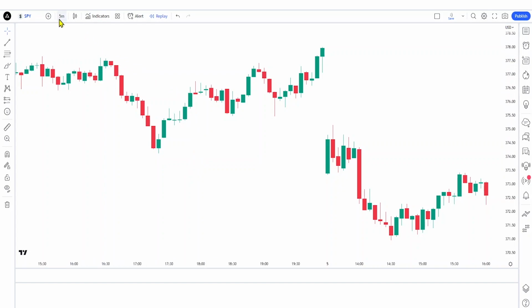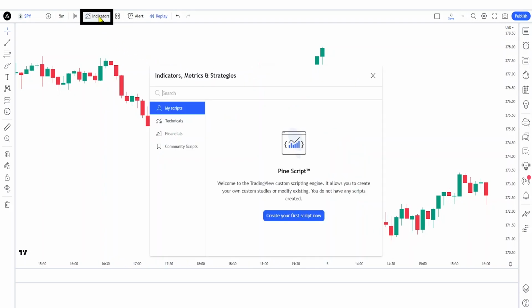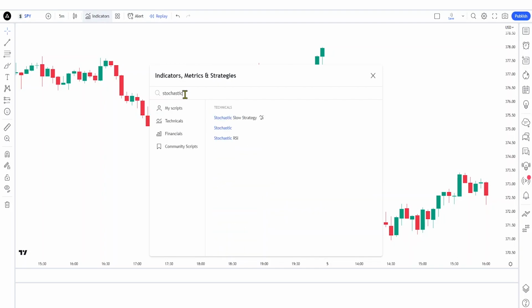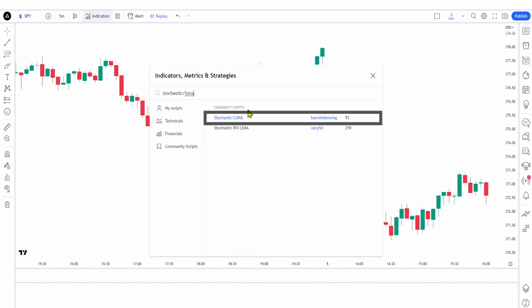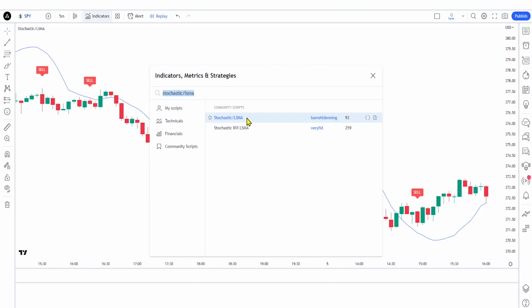So we are currently looking at a 5-minute chart of SPY, which is also the best time frame for this trading strategy. So open your indicators tab and let's add all necessary indicators to our chart. The first indicator we will be using is called Stochastic/LSMA. We will be using this one by Barrett-Denning, so left-click this indicator once to apply it to your chart.